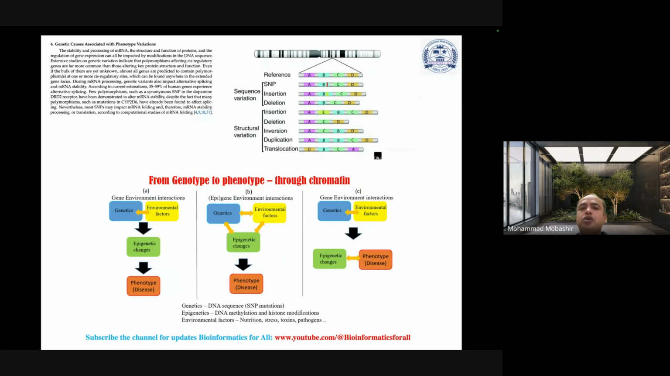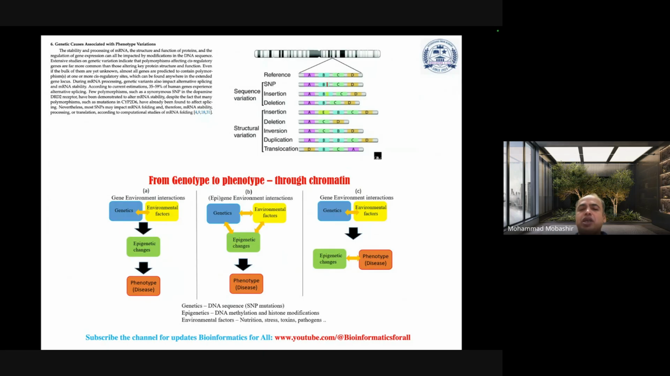So then from genotype to phenotype. This is what you can understand. Gene-environment interactions, epigene-environment interactions: how you can think about genetics and environmental factors, then what the epigenetic changes are, and finally, what the disease or phenotype is. Then look for the genetics and the environmental factors, then again look for the epigenetic changes and phenotype. So there are multiple aspects in which you can look at it.